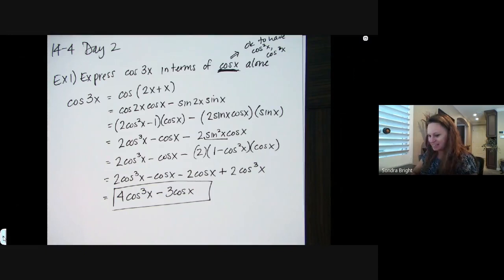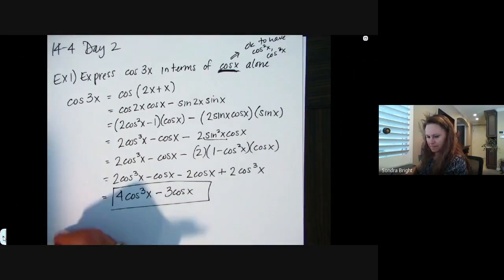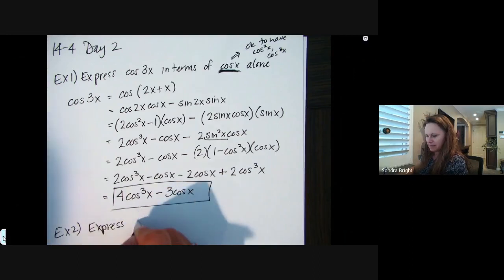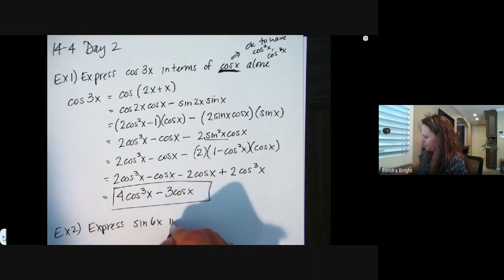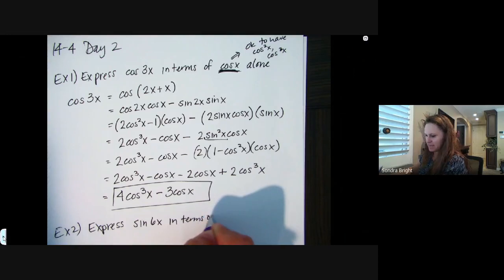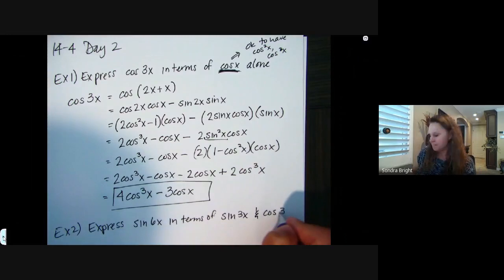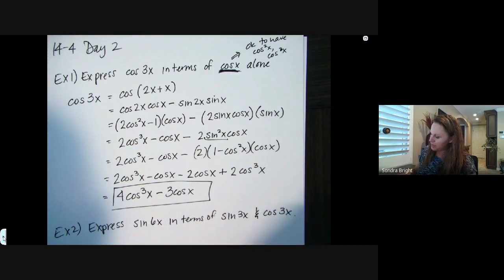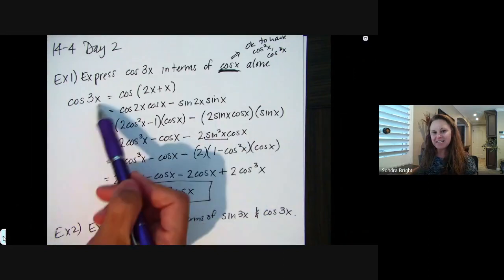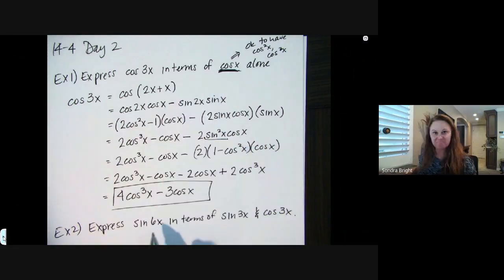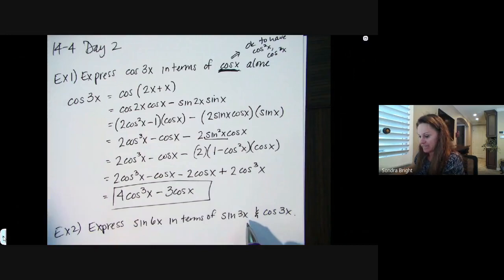Okay, let's do another one. Let's express sine of 6x in terms of sine of 3x and cosine of 3x. Notice over here, for 3x I had to use the composite angle identities, right? But for sine of 6x, 6x is exactly twice as big as 3x, so you can use the double angle identities.